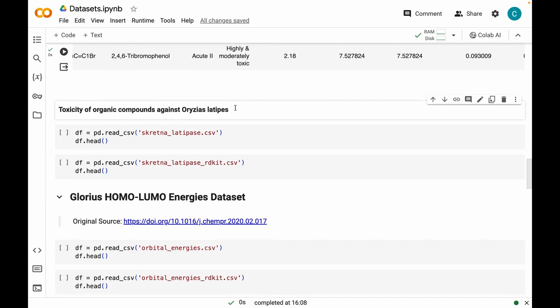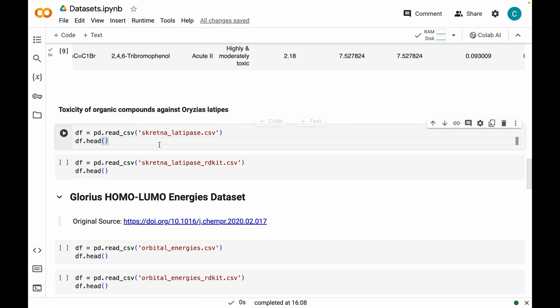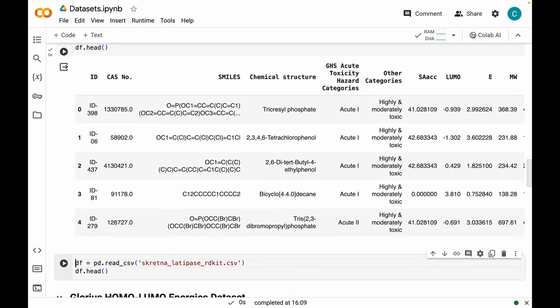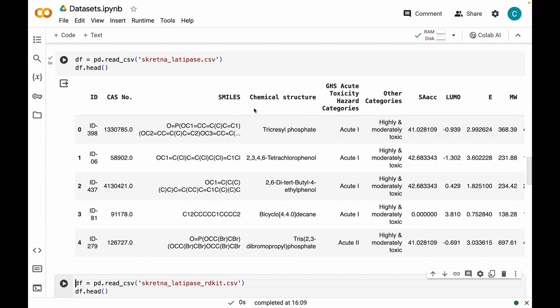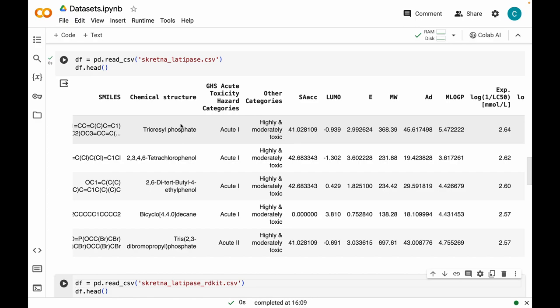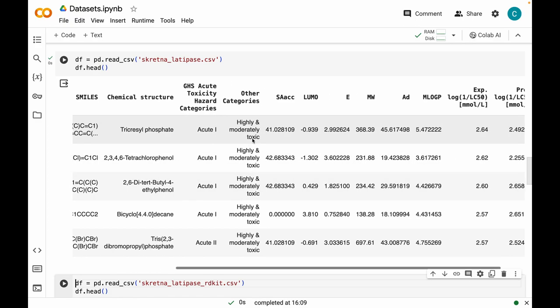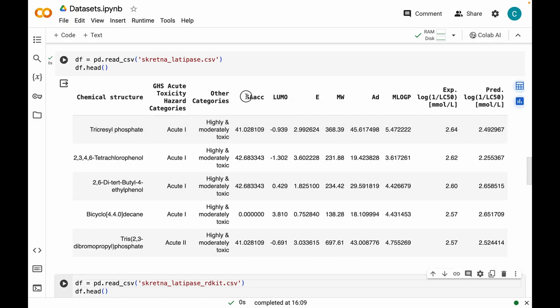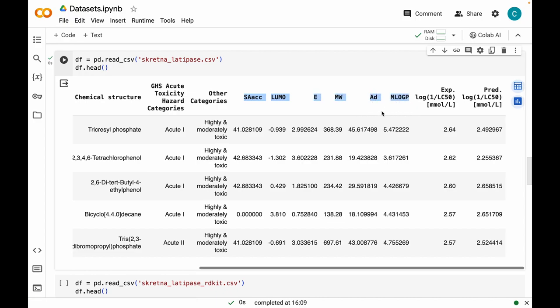Now let's talk about the data set where we have the toxicity of organic compounds against Oryzias latipes, which is the Japanese rice fish. That data set has been stored in the latipes CSV file. So let's run this. Again, it has IDs, CAS numbers, SMILES, structures, names. The categories are the same here, and the descriptors are different here. And we have the experimental log LC50 value and predicted LC50.